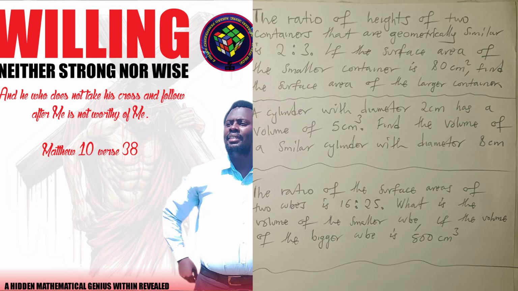The ratio of heights of two containers that are geometrically similar is 2 to 3. If the surface area of the smaller container is 80 square centimeters, find the surface area of the larger container.